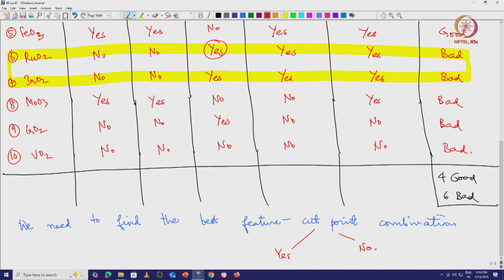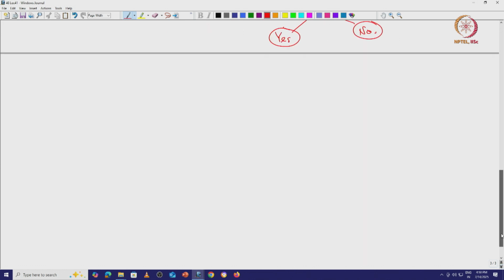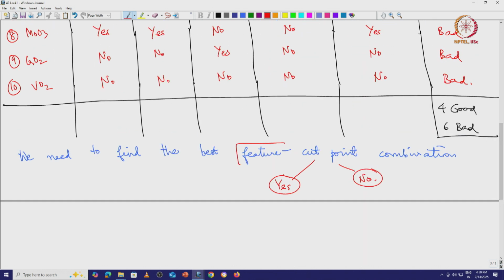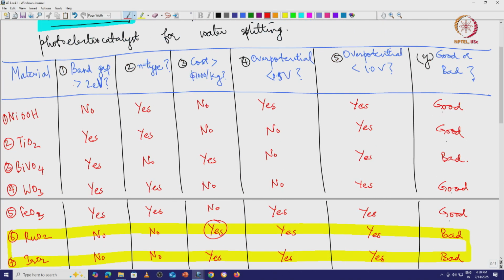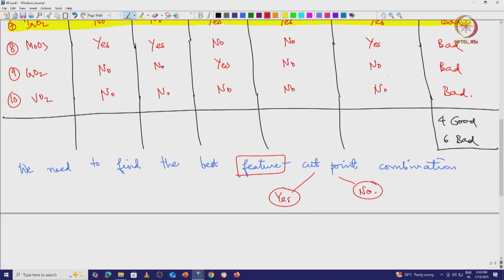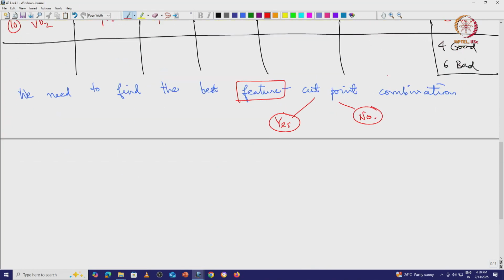So for a continuous feature it is quite challenging to find the cut point, but because we have all categorical features you only have yes or no in each case. So the cut point is basically already known, we just have to find the best feature. You know that we are working with 5 different features here, whether it has a band gap, the type of semiconductor, whether it is a high cost, whether the overpotential is low or not, right. So basis that we have to predict whether the material is good or not.